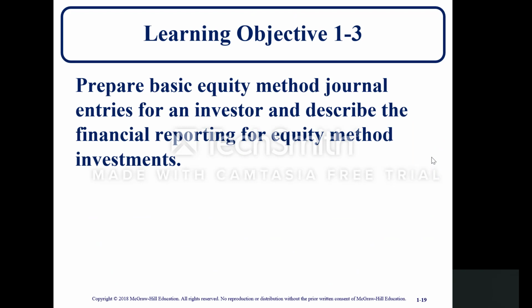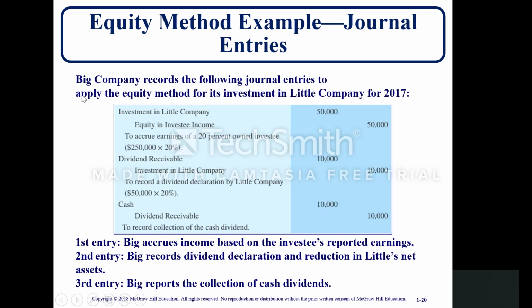So moving on. Learning objective 1-3, prepare basic equity method journal entries for an investor and describe the financial reporting for the equity method. Here, Big company records the following journal entries to apply the equity method for its investment in Little company for 2017. The first entry is Big accrues income based on the investee's reported earnings. Investment in Little company is debited, and you credit equity in investee income. So to accrue the earnings of the 20% owned investee, 250,000 times 20%.